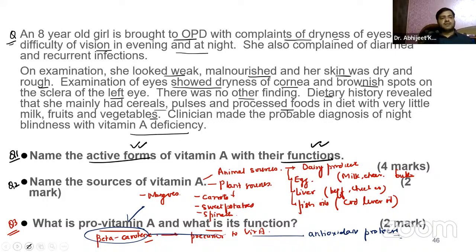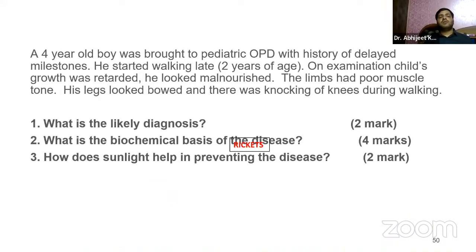Now coming on to the next question. The question is, a 4-year-old boy was brought to pediatric OPD with history of delayed milestones. He started walking late at 2 years of age. On examination, the child's growth was retarded. He looked malnourished. The limbs had poor muscle tone. His legs looked bowed, and there was knocking of the knees during walking. What is the likely diagnosis?